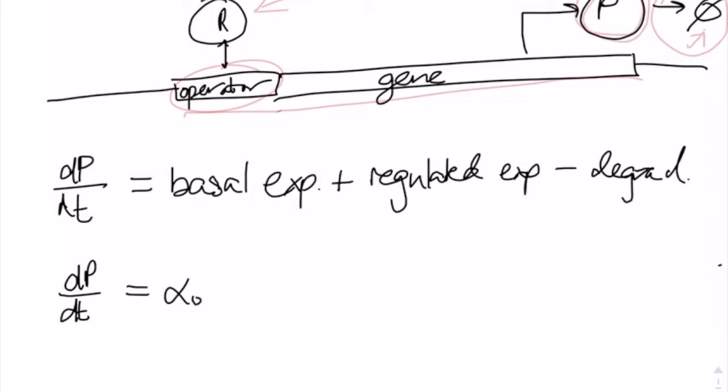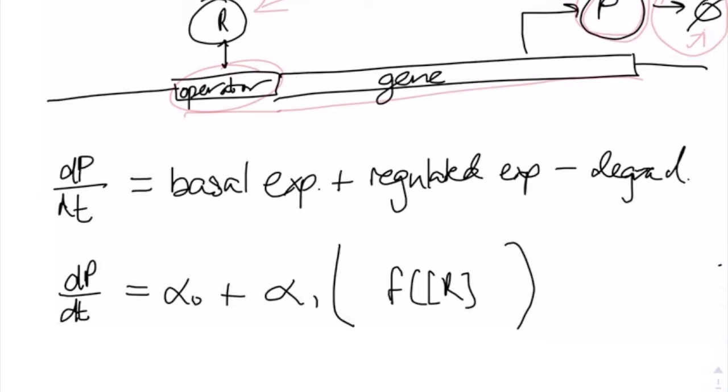The regulated expression will actually be related to how much of this regulator is actually bound to the operator. So it's going to be scaled by some coefficient alpha 1, and then we'll leave all of this blank. It's going to be some function of the regulator, though. And our degradation term is usually a first order reaction, and this is given by delta times P.